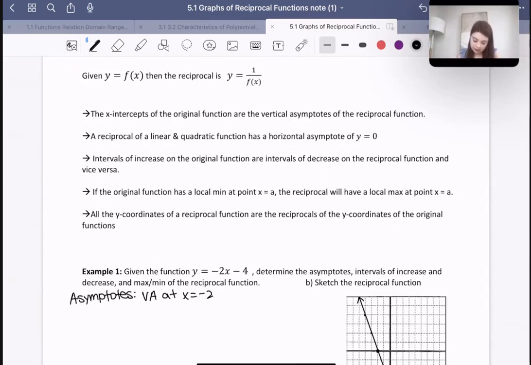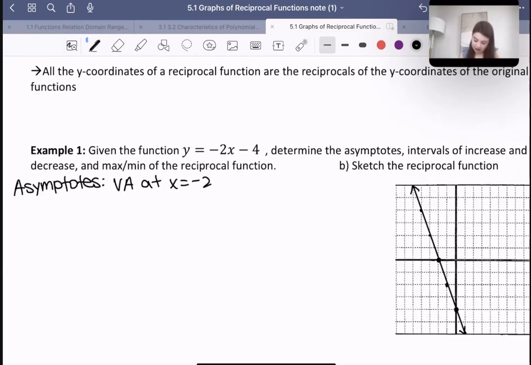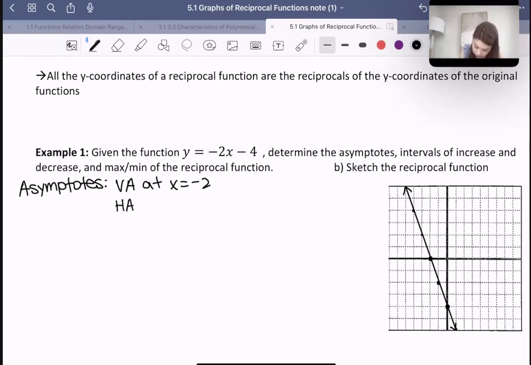It says a reciprocal of a linear and quadratic function has a horizontal asymptote of y equals 0. So the original is a linear, right, which means it is linear or quadratic. It's one of those, it's linear. So therefore, yes, we do have a horizontal asymptote at y equals 0.